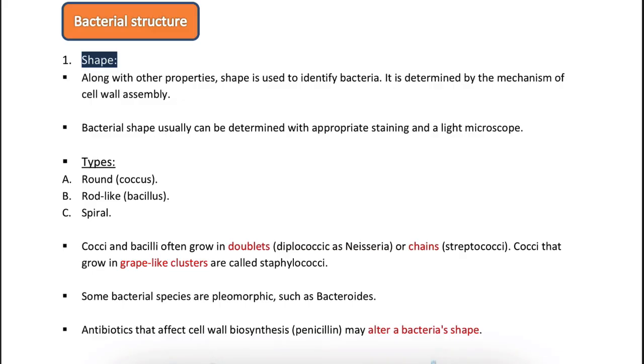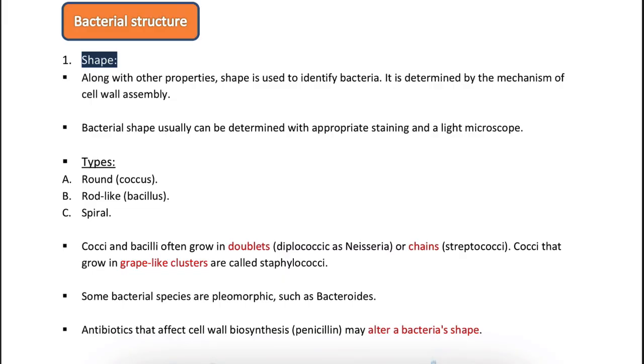So now first one, bacterial structure. First, bacterial shape. Shape is key for identification. Bacterial shape is one of the first ways we identify bacteria, seen through staining and light microscopy. It depends on how the bacterial cell wall is assembled.